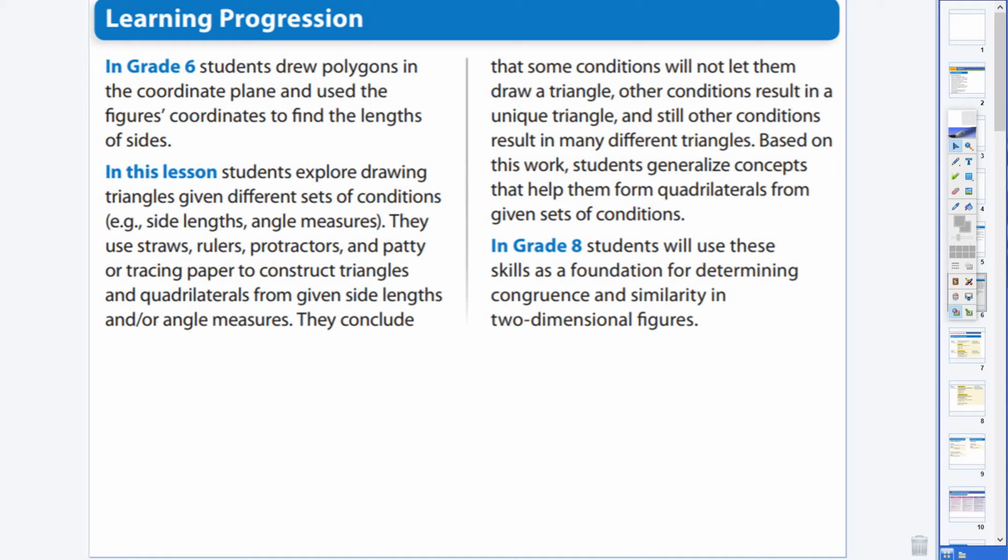They conclude that some conditions will not let them draw a triangle, other conditions result in a unique triangle, and still other conditions result in many different triangles. Based on this work, students generalize concepts that help them form quadrilaterals from given sets of conditions. In grade 8, students will use these skills as a foundation for determining congruence and similarity in two-dimensional figures.